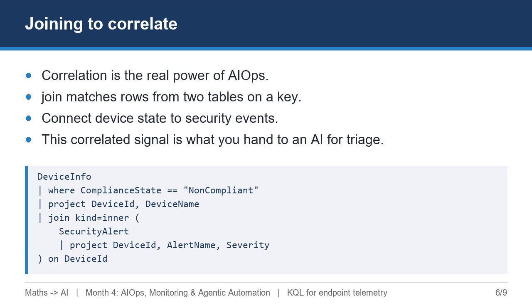The real power of AIOps is correlation, connecting device state to security events. The join operator matches rows from 2 tables on a shared key, like device ID. Here we find devices that are both non-compliant and have a recent security alert. That single correlated query is exactly the kind of signal you'll hand to an AI for triage in a couple of lessons' time.